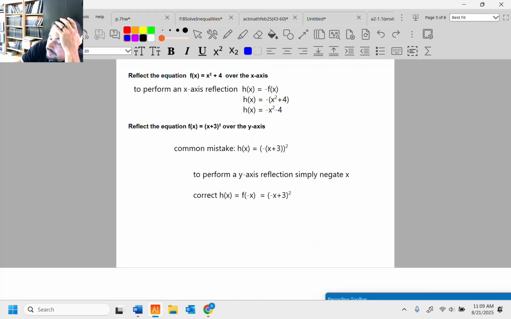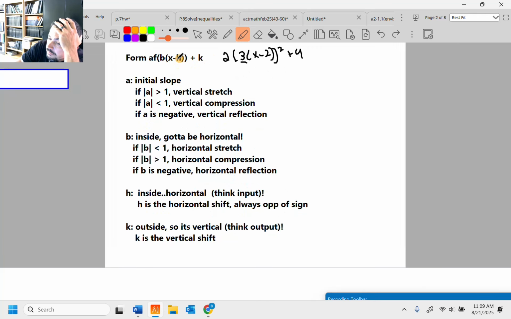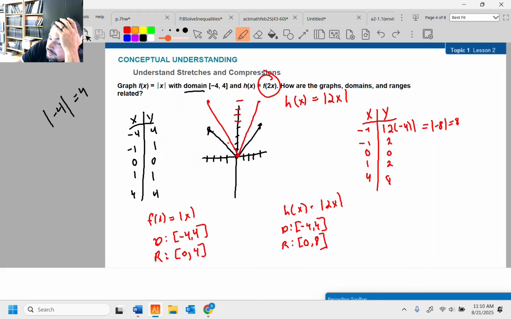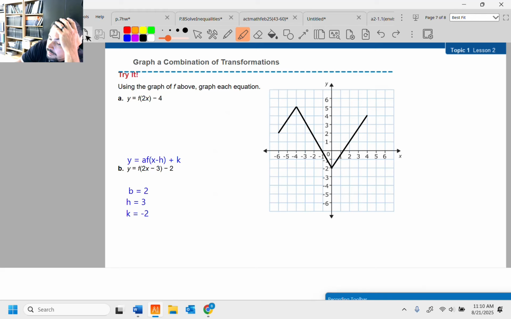Now, do I need to do something else? I do. See that? That says b times parentheses x minus h. So this is not a very good problem. Not a very good problem at all.